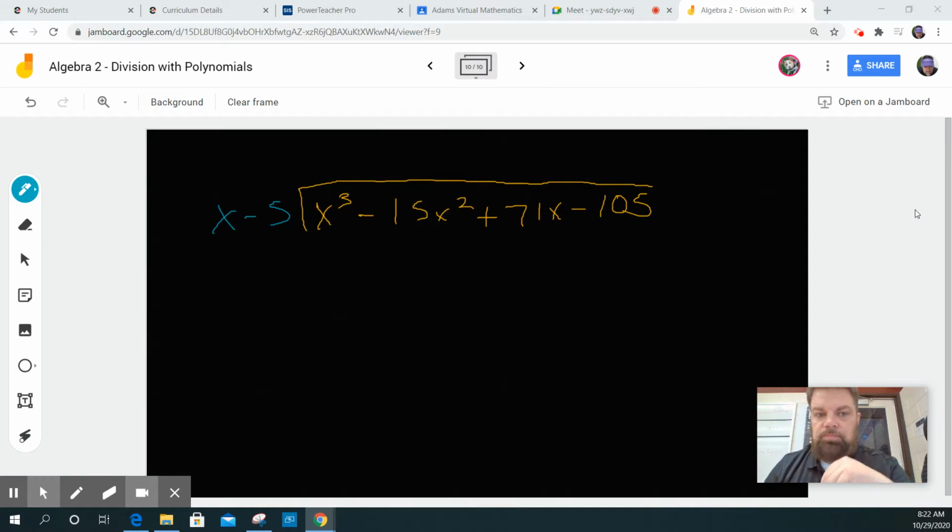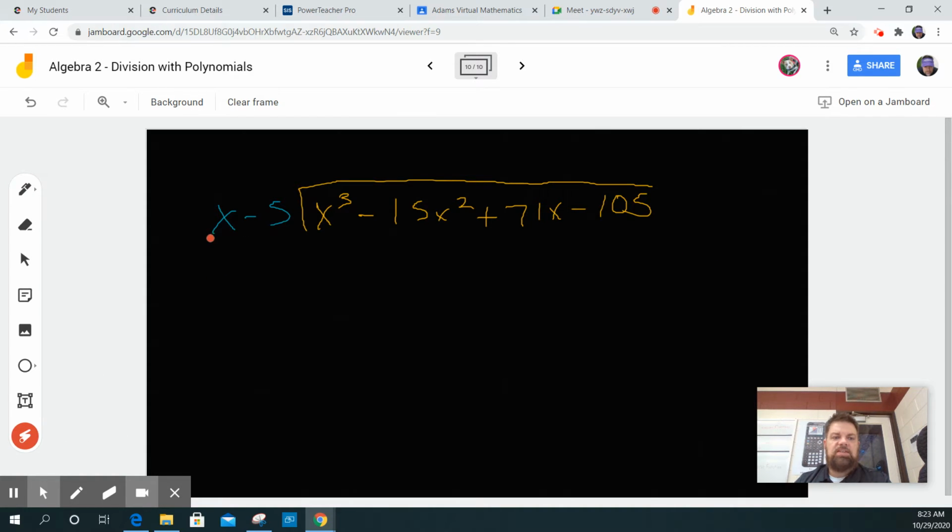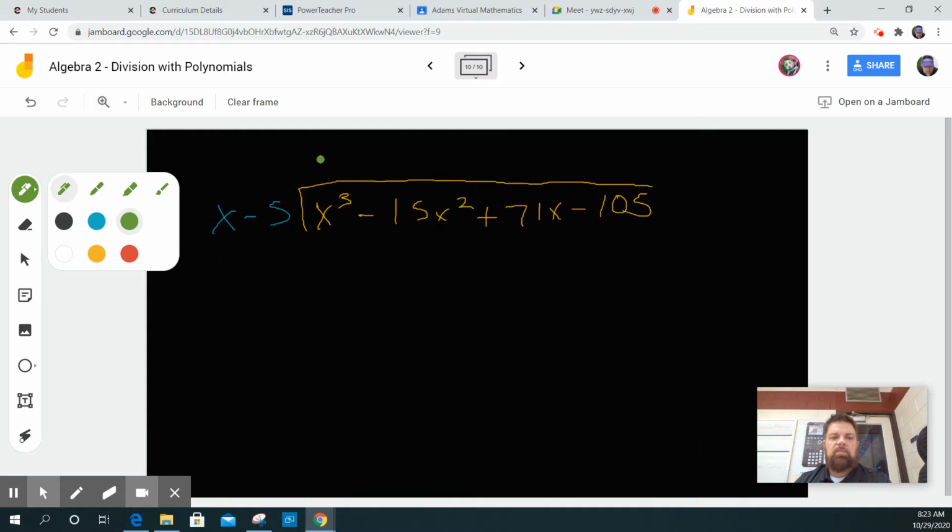Okay, so on this problem, same as all the other problems, we just think to ourselves, what is this? What do I multiply this by up here to get this? So x would need to be multiplied by x squared to get x cubed, right? So x squared times x would give me x cubed.